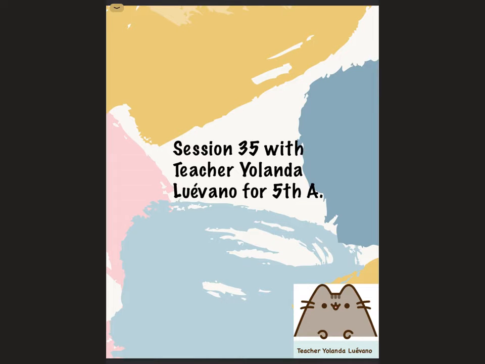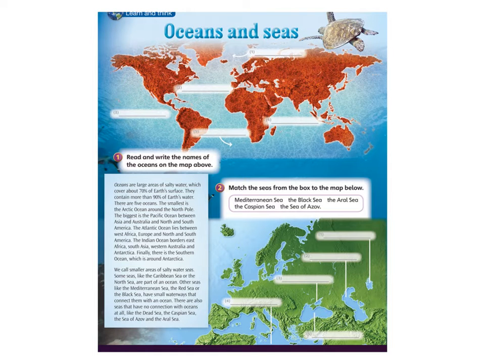For this session we're going to be using our students book, workbook, art notebook and our content areas notebook. So please go and get them. Let's open our students book and workbook at pages 114 and 115. The title is Oceans and Seas. Number 1 says, read and write the names of the oceans on the map above.